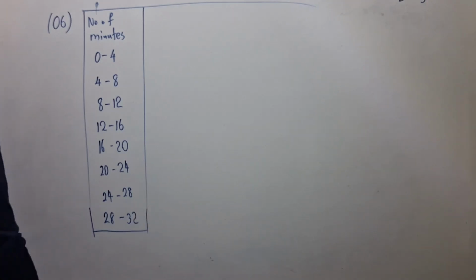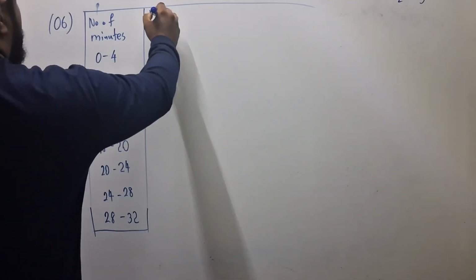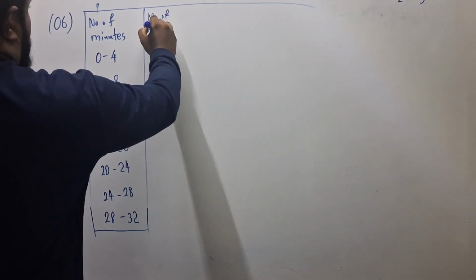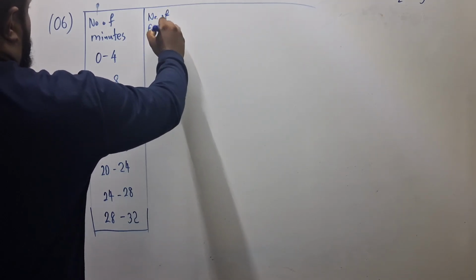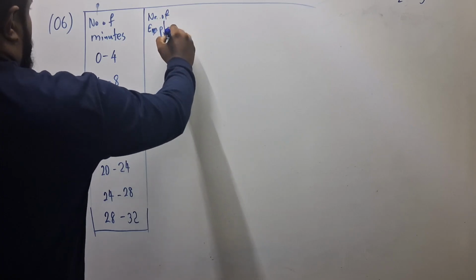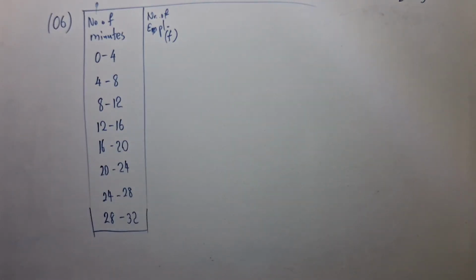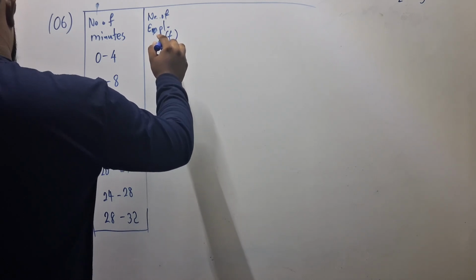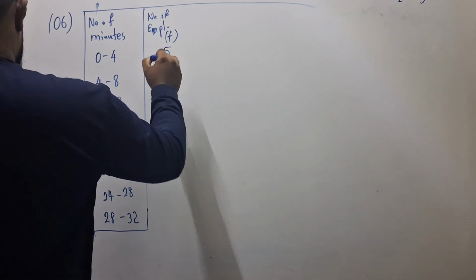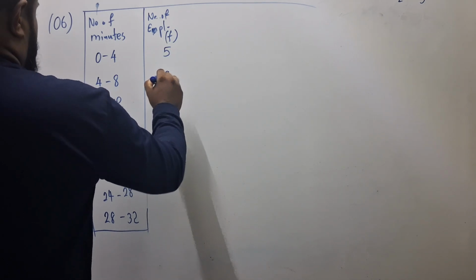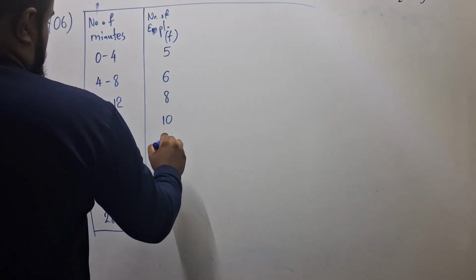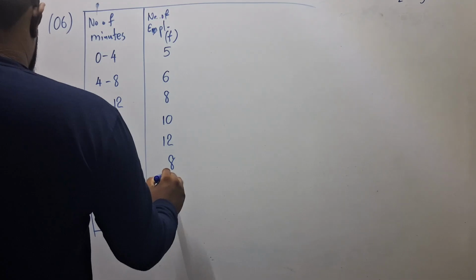Then number of employees, or simply the frequency, f. The given values are 5, 6, 8, 10, 12, 8, 7, 4.